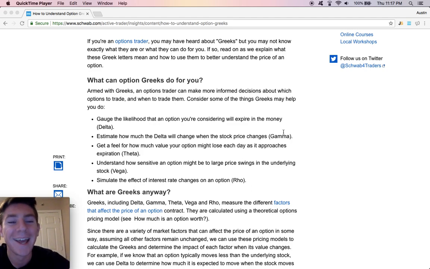Sorry for going crazy. To get a feel of how much value an option might lose each day as it approaches expiration: Theta. Theta, T, time decay. Understand how sensitive an option might be to large price swings in an underlying stock: Vega, volatility. Not necessarily volatility, but it's close enough. Simulate the effect of interest rate changes on an option: Rho, rate of change. I don't know, something like that.